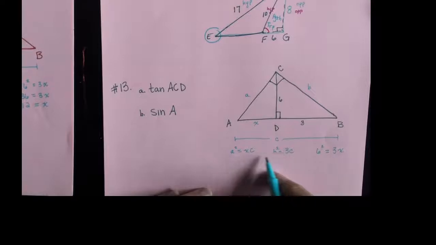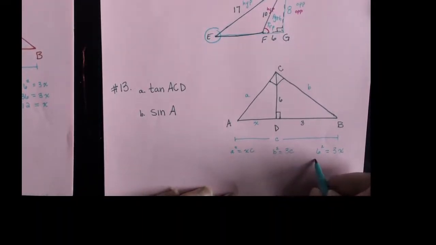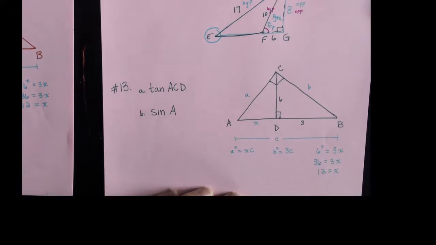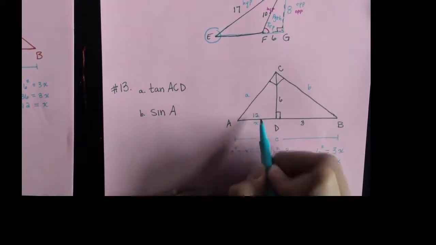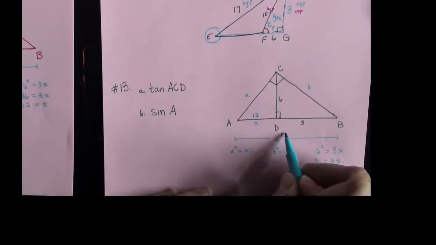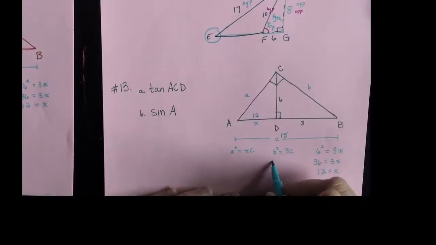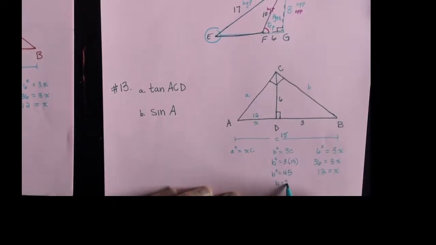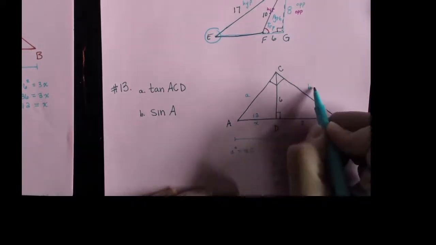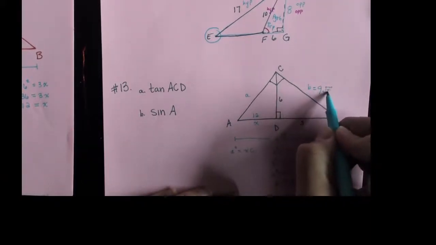So what we end up with is three of our geometric mean, our altitude on hypotenuse formulas, and this is the only one right now that I can solve for. And we find out that X is 12. So if this is 12, this guy has to be 15. And now I have enough to plug in, and I find out that B squared is 45, or B is 9 radical 5. So over here, 9 radical 5.